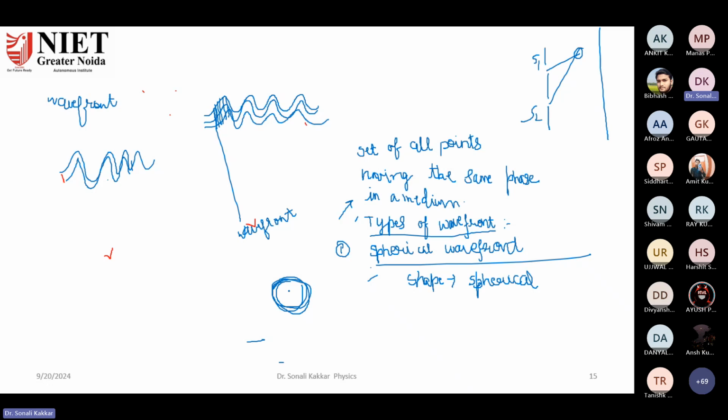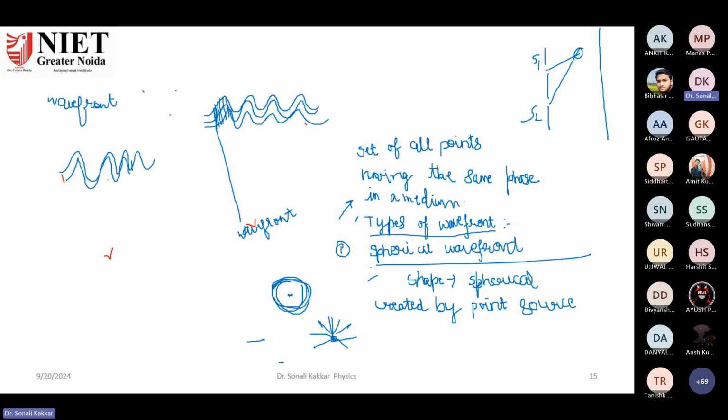So how is it created? What is the source of light? A point source. So it is created by a point source. Example? Sun, bulb, balloon. All of these emit light in all the directions, in 3 dimensions.